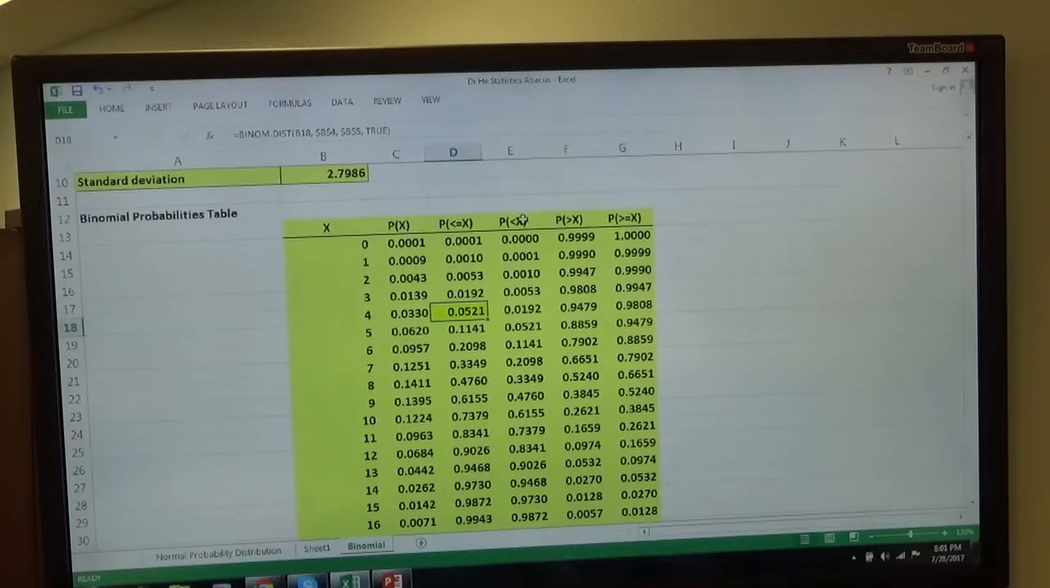And how about this one? This column is less or equal to 4 people. This one is less than 4 people. This is greater than 4 people. This is greater or equal to 4 people. It gives you all the probabilities. Is that clear? It doesn't matter what the question asks you.